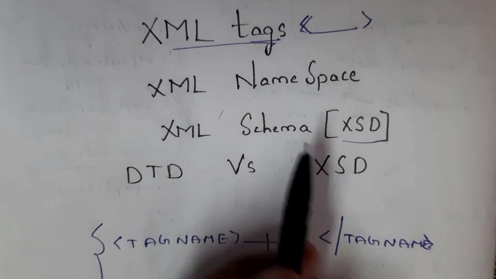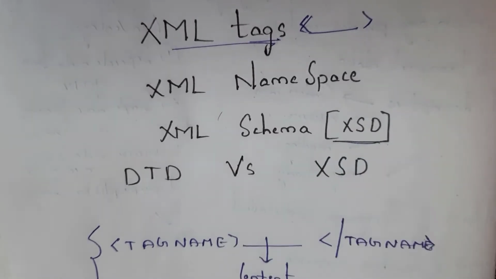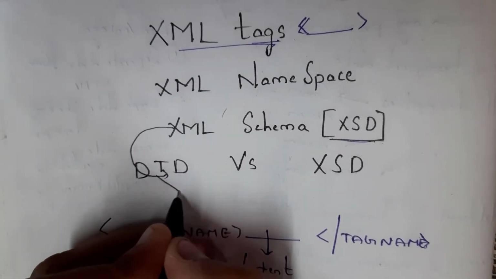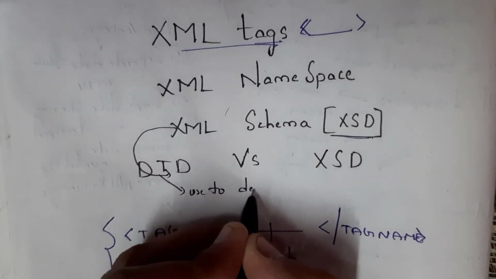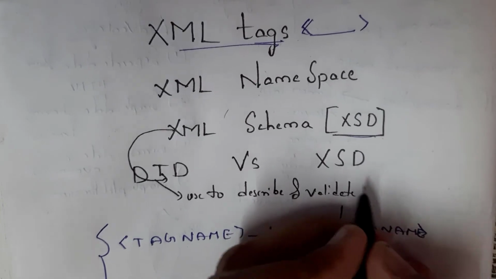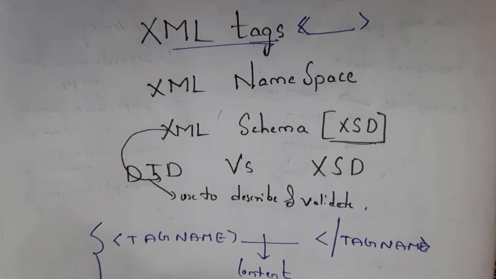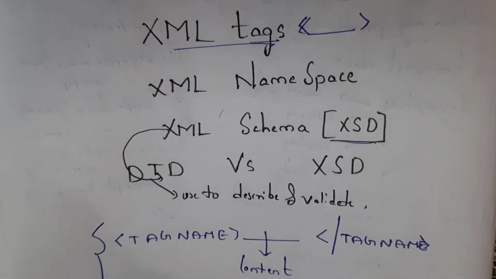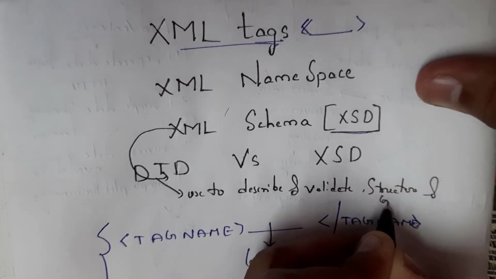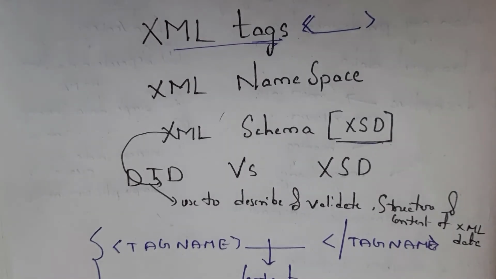Topic is XML schema. XML schema is also known as XML Schema Definition. See, this XML schema is used to describe and validate the structure and content of XML data. This is the definition of XML schema.